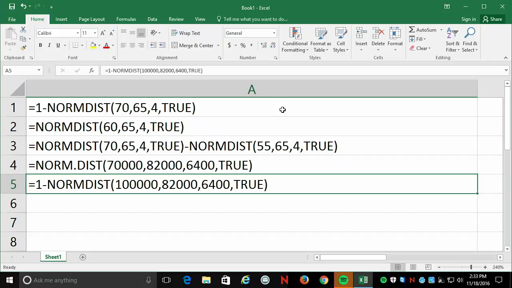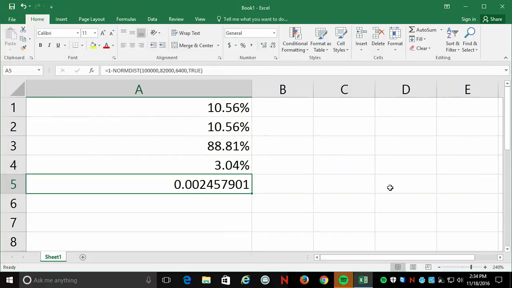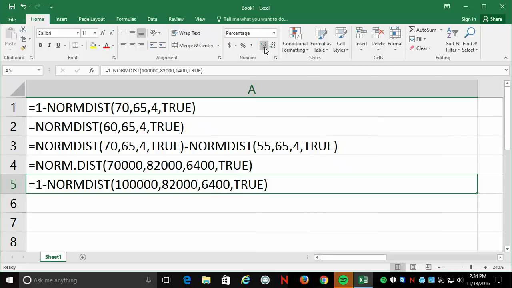And what did I get there? I get point, yeah, that's what I got when I did it by hand. Small number, I forgot what that value was. But it comes out to be, yes, a very small percentage, 0.25% roughly. Okay, so unlikely to get 100,000 miles.